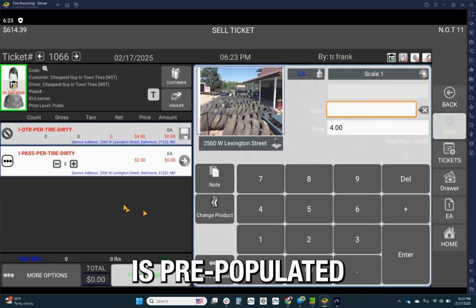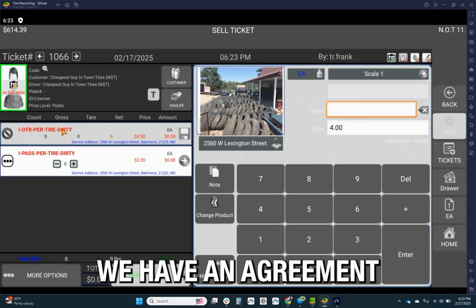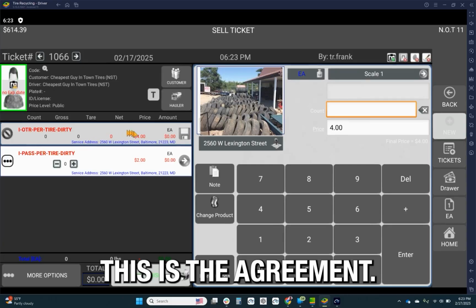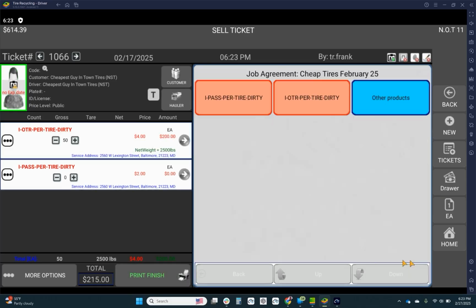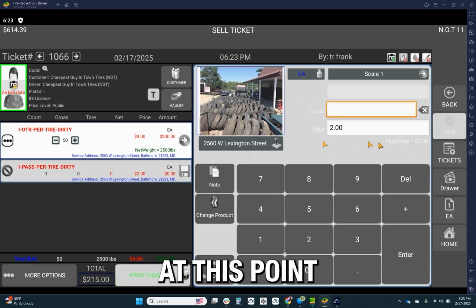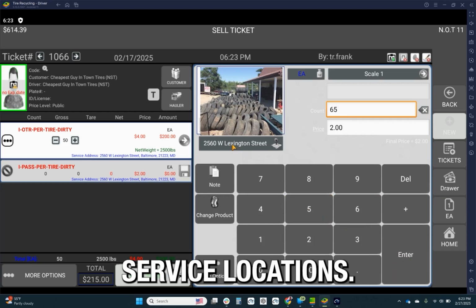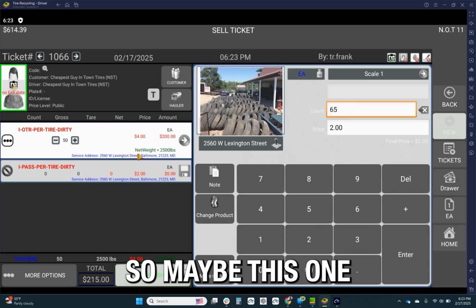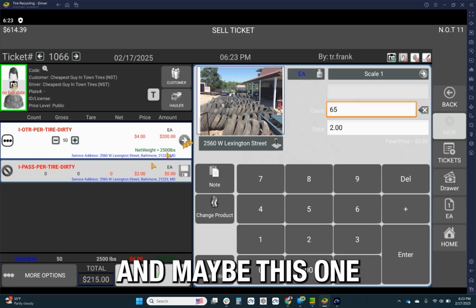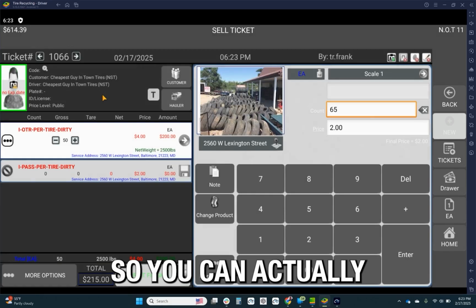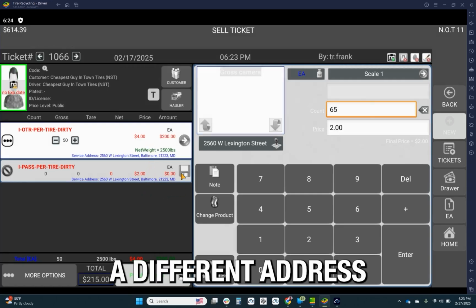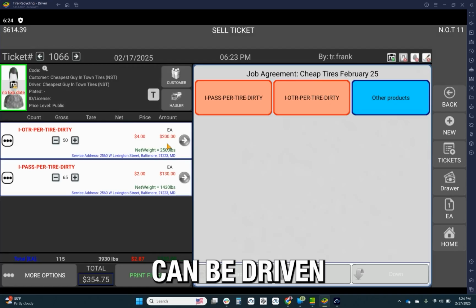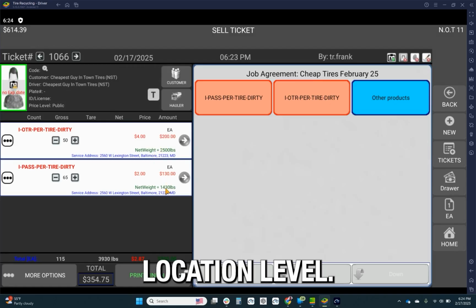Now this ticket is pre-populated because we knew that from this customer, we have an agreement, and this is the agreement. This is the price for this truck. Now I can simply say we had 50 of those. The other thing that I would like to note at this point that I think is important is our ability to manage service locations. So maybe this one was at Lexington Street and maybe this one is at a different address. So you can actually select different addresses and each line item can represent a different address should you need to have that. Now pricing can be driven at the service location level.